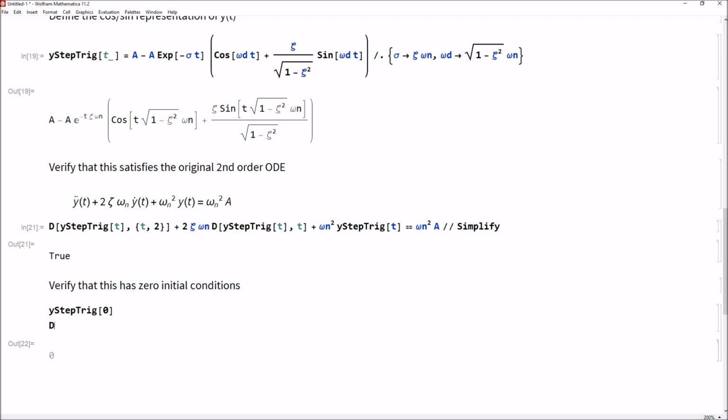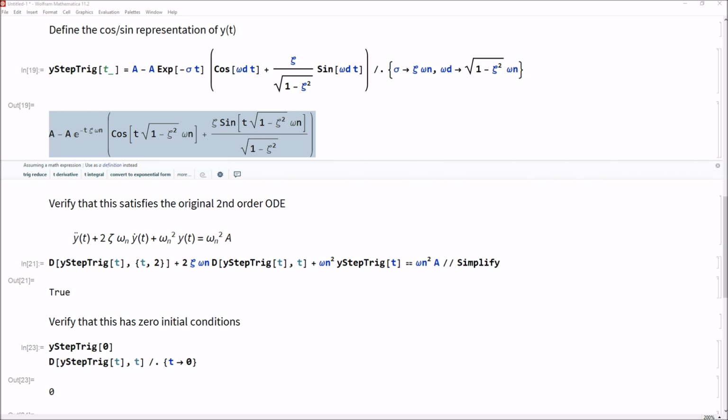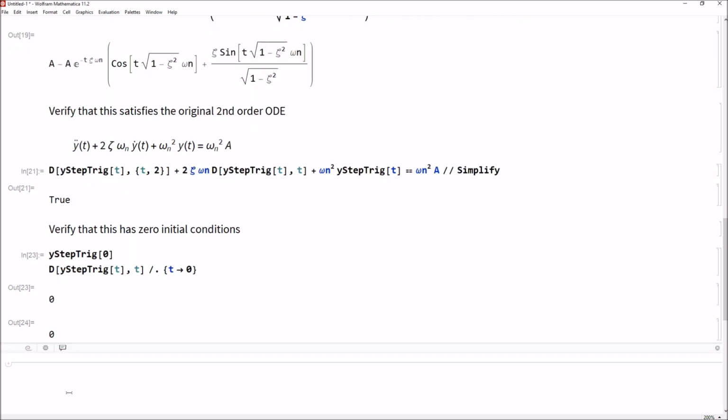So I need to do the first derivative. So here is y dot. And I want to now look at this when t is equal to 0, right? So, hey, look at that. Both of those two things are 0. So I think we are good to go here. This representation should basically be able to solve the differential equation and satisfy our equation.